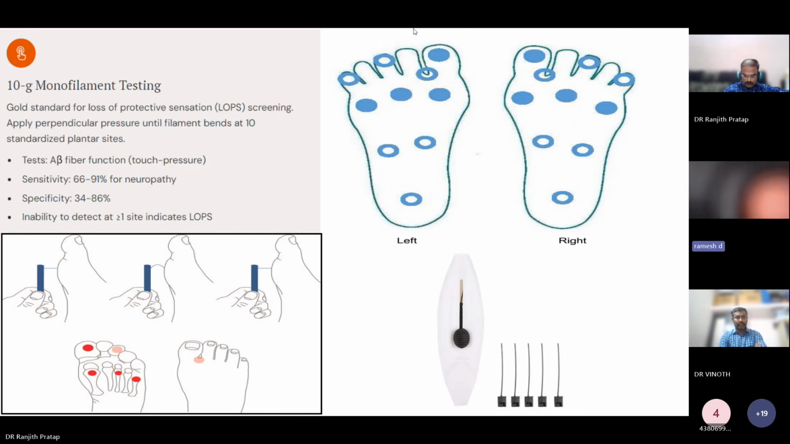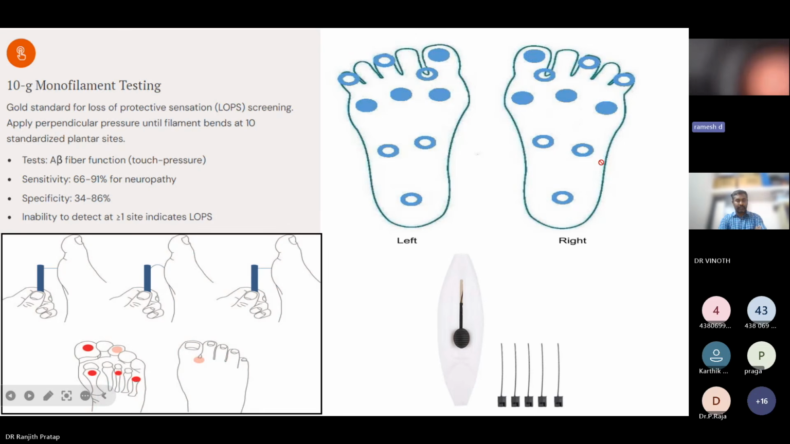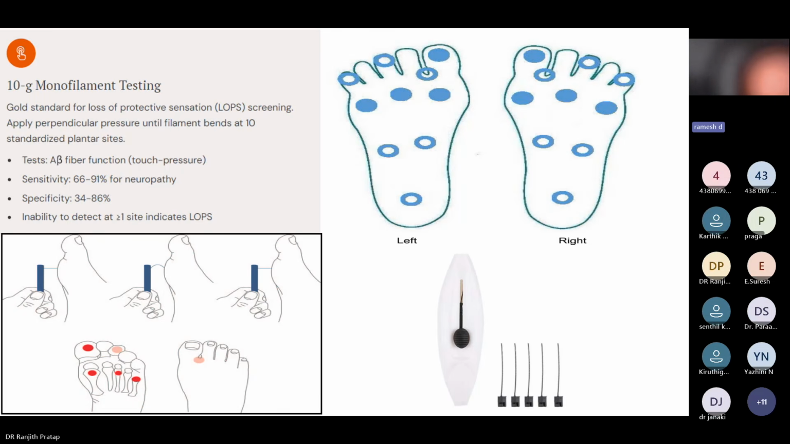Next slide, sir. This is the 10-gram monofilament. It is a very simple, easy tool to identify protective sensation. If the patient cannot feel the 10-gram monofilament pressure, they may have loss of protective sensation. We have to assess 10 sites: the first, third, and fifth balls of the toes, the first, third, and fifth metatarsal heads, the medial and lateral midfoot, and the mid part of the heel. We have to assess all 10 areas.